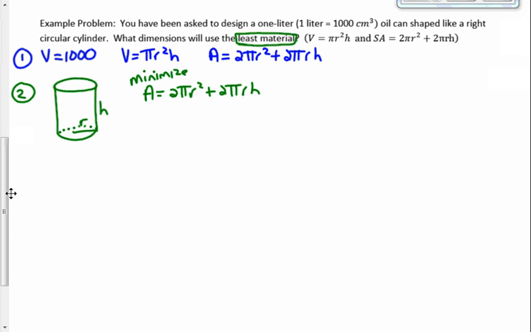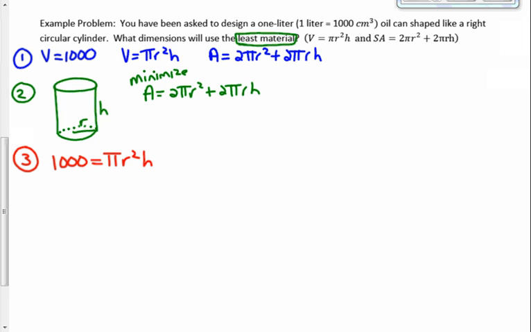So step 3, we know that the volume has to be equal to 1,000. So I'm going to set the volume equation, pi r squared h, equal to 1,000. So that's set. My volume is going to be set at 1,000. The next thing it says in step 3, then get the equation in terms of one variable. So I have a choice here. I can either solve for h or I can solve for r.